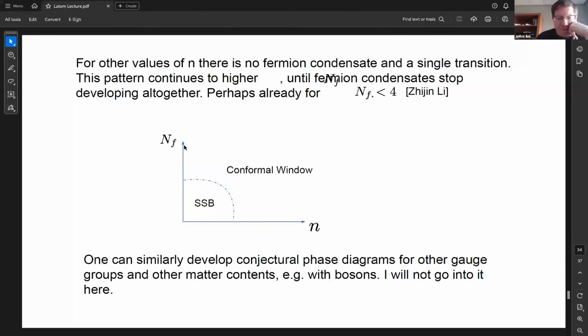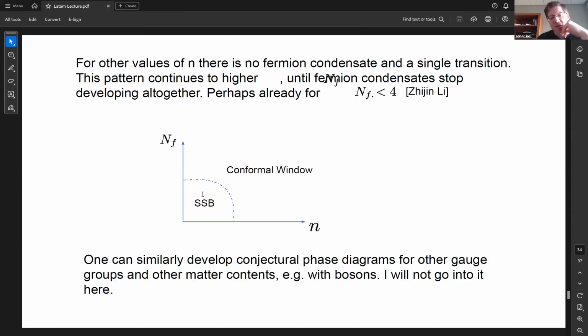We believe that if the number of species is very large, or if the topological order index is very large, it's just going to be a second order transition that's almost weakly coupled. So you might call it a conformal window if you're familiar with 3+1 dimensional QCD.